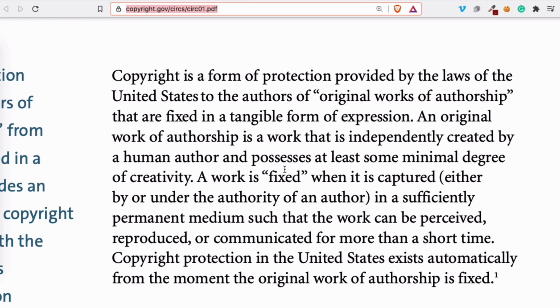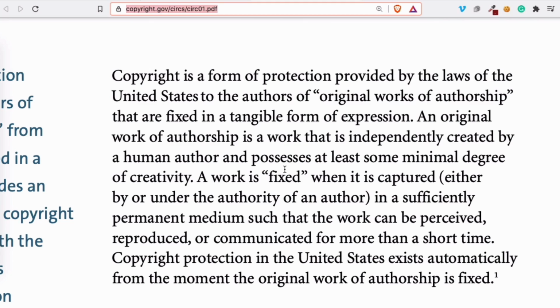Copyright is a form of protection provided by the law of the United States to the author of original works of authorship that are fixed in a tangible form of expression. An original work of authorship is a work that is independently created by a human author and possesses at least some minimal degree of creativity. And now comes the most important stuff.